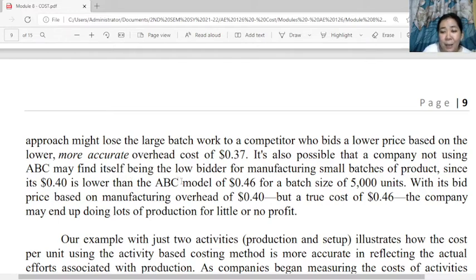It's also possible that the company not using ABC may find itself being the low bidder. Of course, they will incur a greater amount of manufacturing cost for manufacturing the small batches of their products, since its bid is based on manufacturing overhead of 0.40, but the true cost is 0.46. So the company may end up doing lots of production for little or no profit. So that's the problem. That's why in recent years, a lot of manufacturing companies are now utilizing the ABC approach.